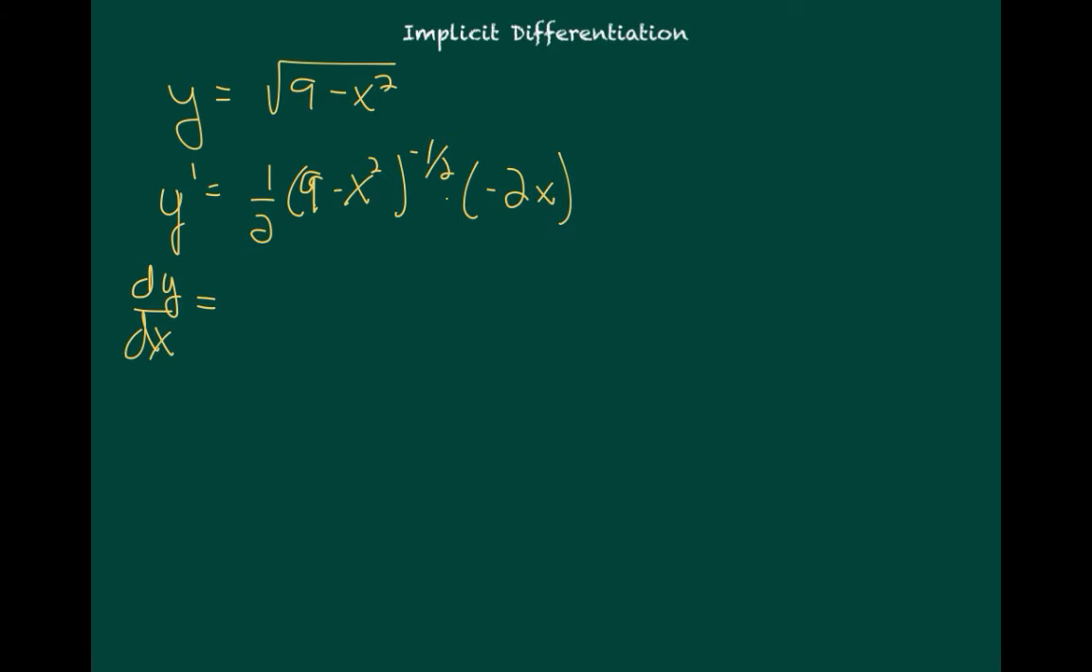Well, clearly the 2 in the bottom and the 2 in the numerator are going to cancel out. So we're going to be left with an x over the square root of 9 minus x squared. Now let's just leave that there, and we'll come back to it a little bit later.